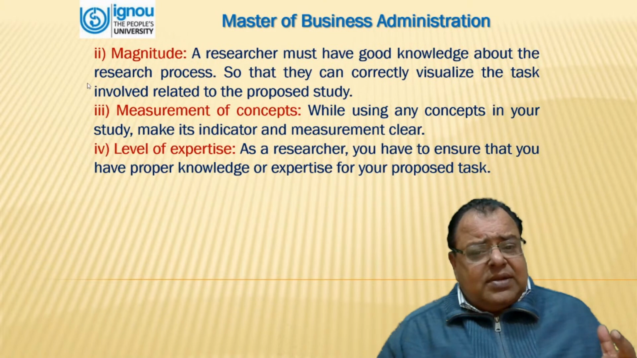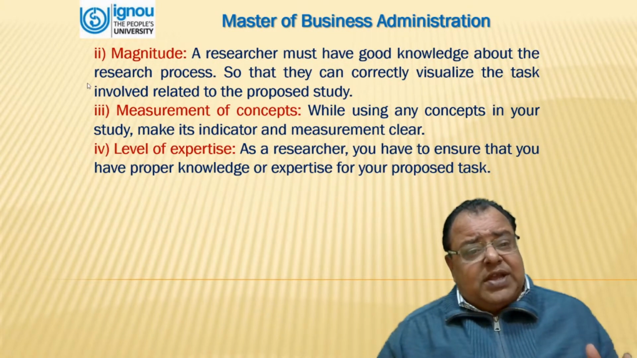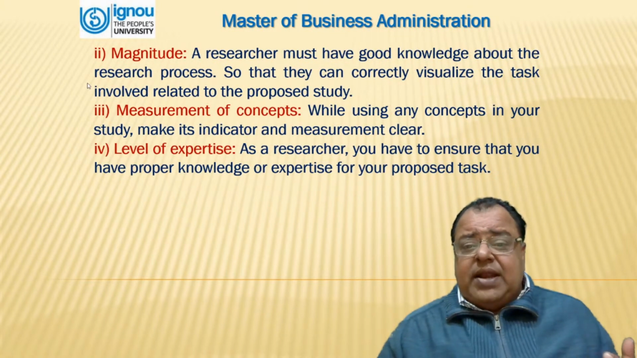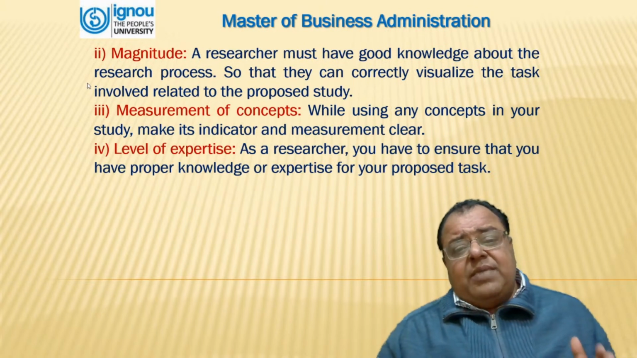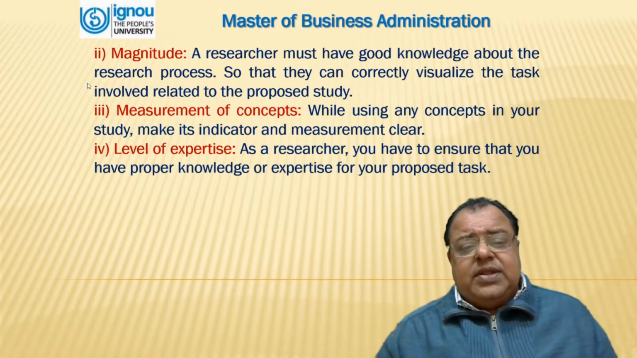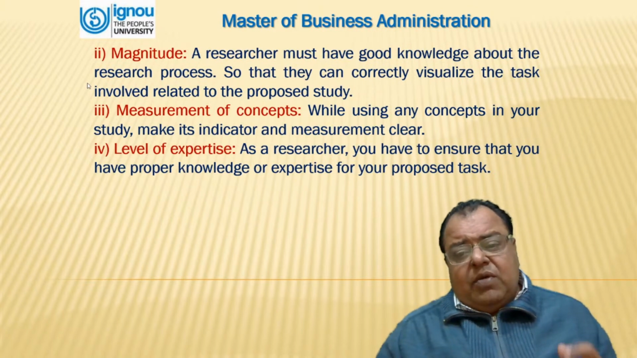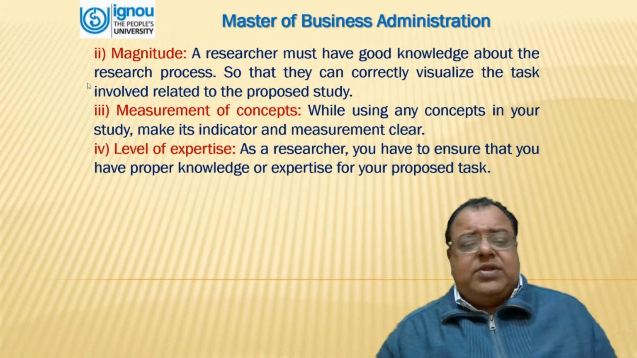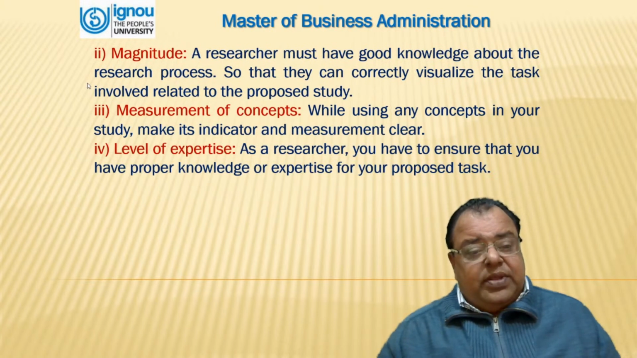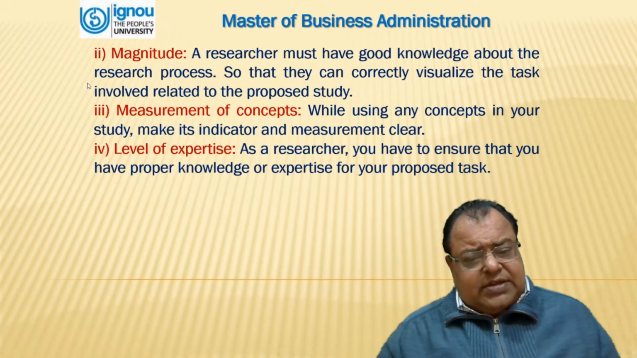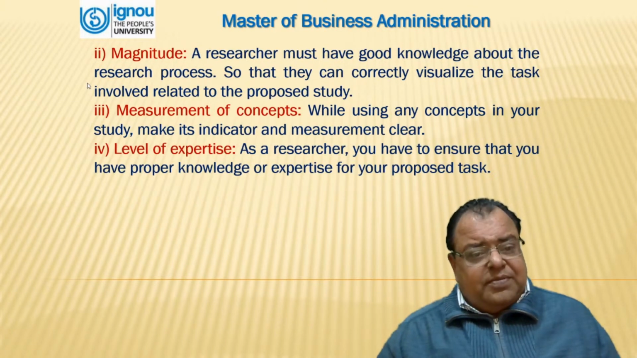Researchers must have good knowledge about the research process so that they can correctly visualize the tasks involved in the proposed study. The third one is measurement of concept. While using any concept in your study, make its indicator and measurement clear. The fourth one is level of expertise. As a researcher, you have to ensure that you have proper knowledge or expertise for your proposed task.